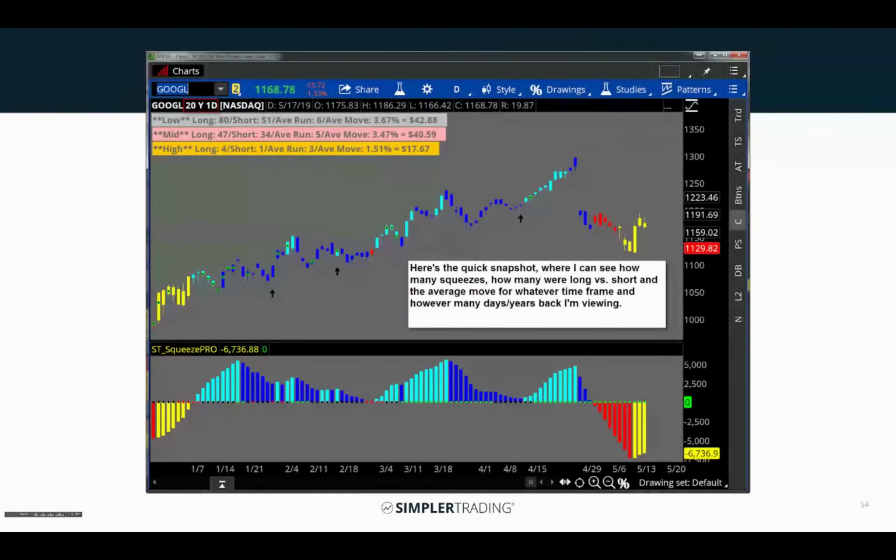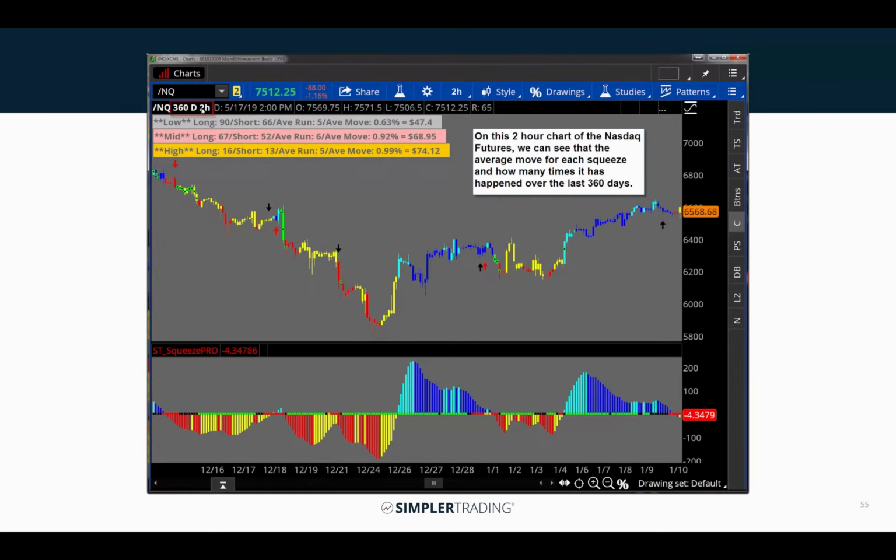So on Google, here's great, 20 years on Google, we can see that there have been 80 of the black dot squeezes, 47 of the red squeezes, and only 4, oh, I'm saying this wrong. It's actually 80 long and 51 short, okay? 47 long and 34 short, 4 long and 1 short. So it gives you a sense, and you can see that the average move here is $42 and the average move here is 40. Again, the black dot squeeze has more instances and they typically work out a little better. So that was the part that was a huge surprise.